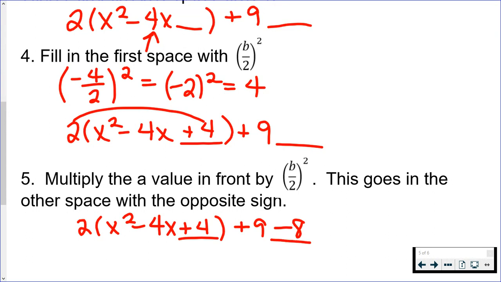So again, I put this 4 in the parentheses that wasn't there before. However, because of that 2 multiplied in front, it's not really just a 4, it's really an 8. So I've taken this 8 out of thin air and I've put it in this equation. I can't do that without also taking it back out, because if I change the equation, I'm changing the entire parabola.